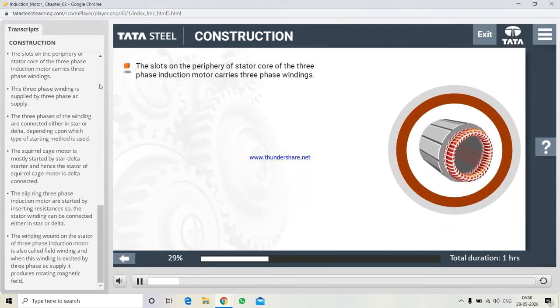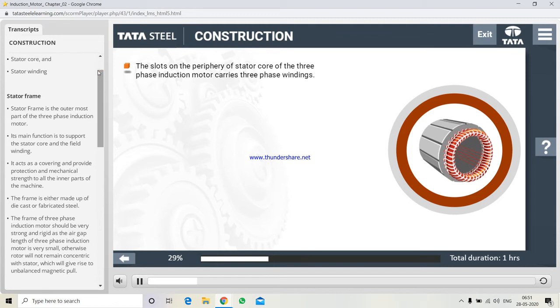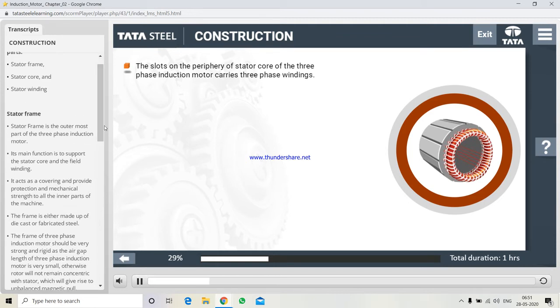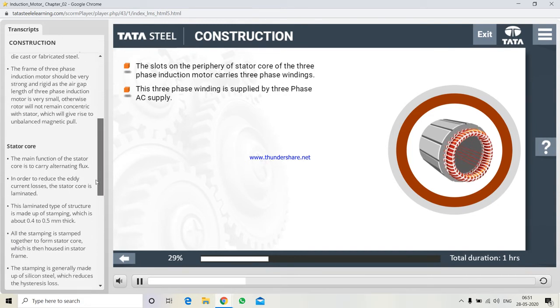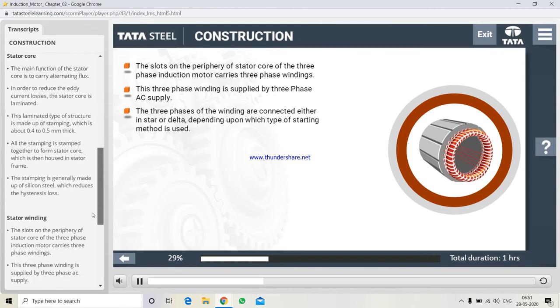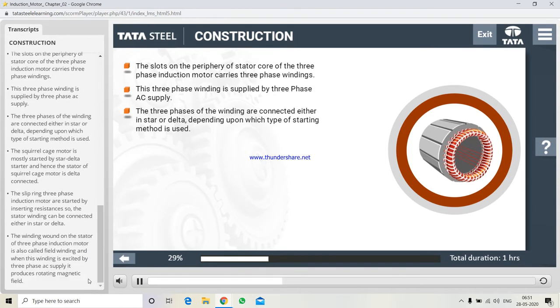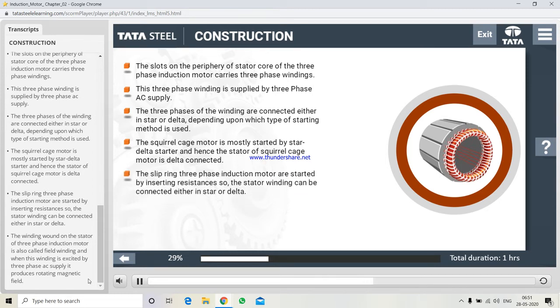The slots on the periphery of the stator core of the three-phase induction motor carry three-phase windings. This three-phase winding is supplied by a three-phase AC supply. The three phases of the winding are connected either in star or delta depending upon which type of starting method is used. The squirrel cage motor is mostly started by a star-delta starter, and hence the stator of a squirrel cage motor is delta connected. The slip ring three-phase induction motors are started by inserting resistances, so the stator winding can be connected either in star or delta.